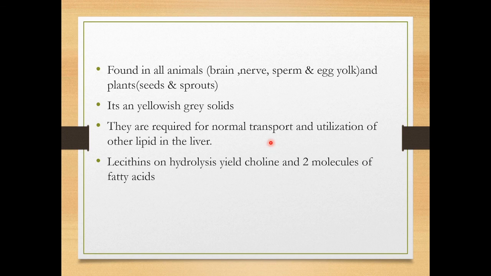So what are the biological functions? Where are they found? It's found in all animals: brain, nerve, sperm, egg yolk, and the seeds and sprouts of the plants. What's its color? It's a yellowish gray solid. They are required for normal transport and utilization of other lipids in the liver. Lecithin on hydrolysis yields choline and two molecules of fatty acid.